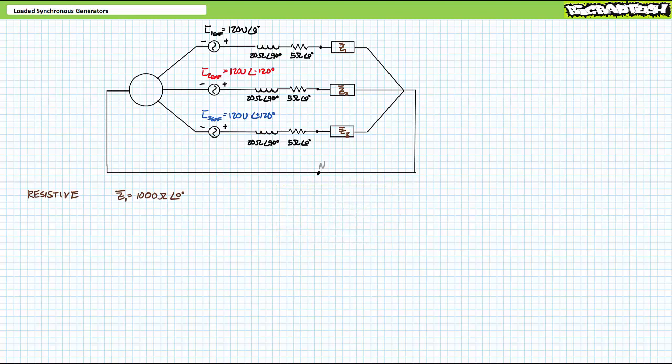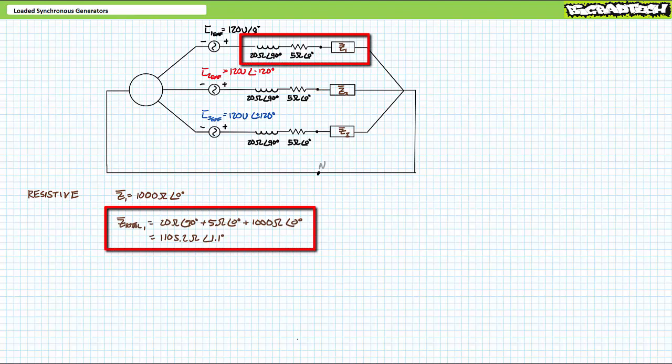Let's deal with resistive loads first. Let's first assume the electrical load in question is purely resistive in nature with a value of 1000 ohms at an angle of 0 degrees. Output voltage at the terminals of the stator is therefore voltage across the purely resistive electrical load elements. Taken in series, the inductive and resistive components internal to the stator and the purely resistive electrical load represent a total impedance of 1105.2 ohms at an angle of 1.1 degrees.